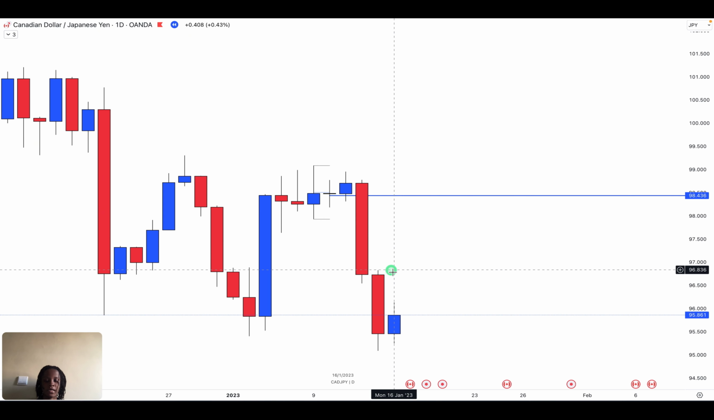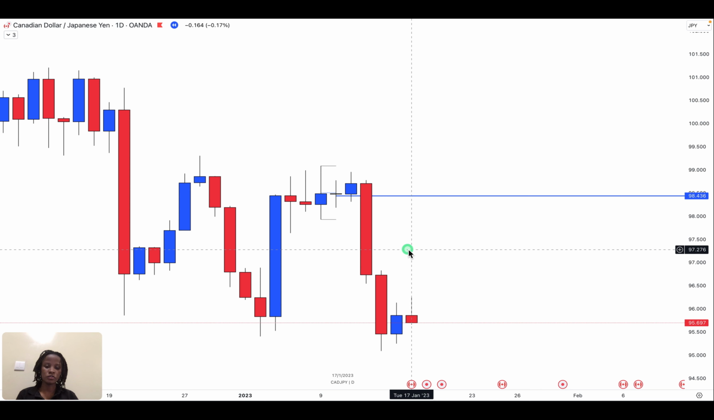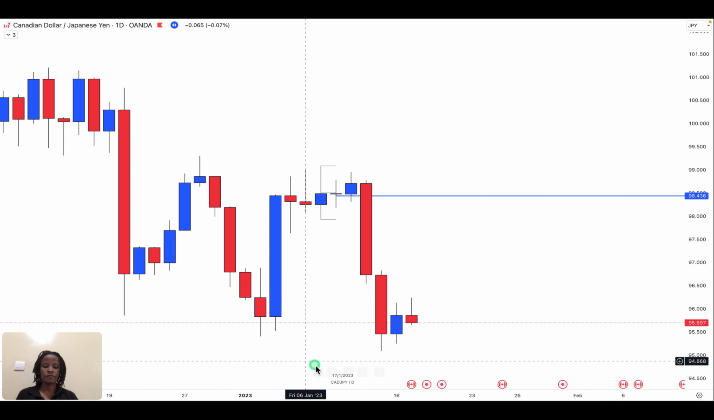You can see here this candle, 16th Jan. So the 17th is not really a good day for me to be looking for any entries, simply because we have CADJPY and we have CAD CPI, and CAD CPI is a low probability day to look for trades. So I'll just pass on this day and wait until the following day.